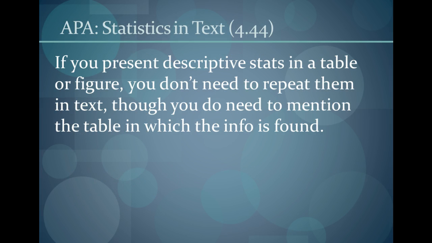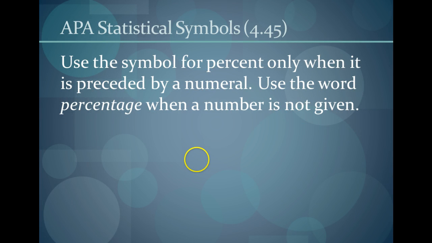If you choose to create a table or a figure with numeric information, APA says you don't need to also include that same information in the text. However, you do need to let the reader know where the information is located. So you need to say something like, as found in Table 15, or whatever it happens to be.